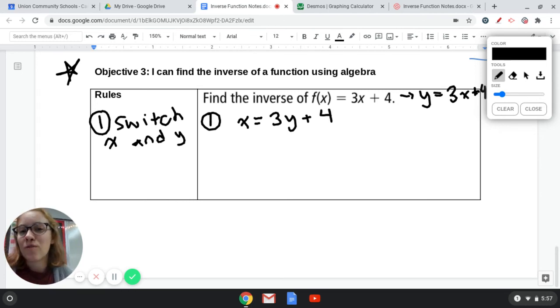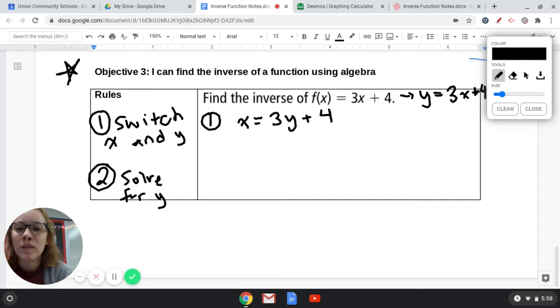And then we are going to solve for y. So that's step 2. 2 steps. Switch x and y, and then solve for y. So we'll go ahead and do that right here. Solve for y. We need to get y by itself. How do we do that? Well, first, we need to subtract 4 from both sides. So on the left-hand side, we end with x minus 4 equals 3y.